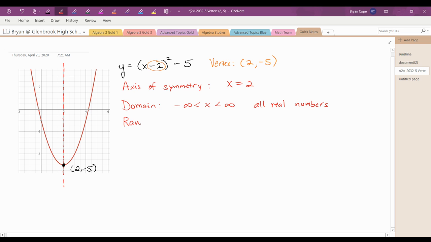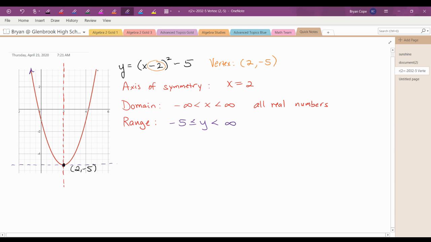The range is something that's actually changed quite a bit when you have a parabola that's in vertex form. Notice what the lowest point on this parabola is. The lowest place it ever reaches is down here at negative 5. So for range, we would write this as negative 5 less than or equal to y less than infinity. What that's saying is that all the y values on this parabola are above or equal to negative 5, and then they go on forever.